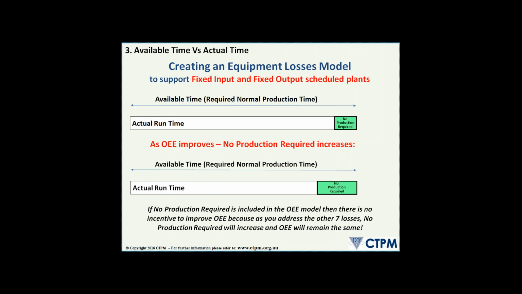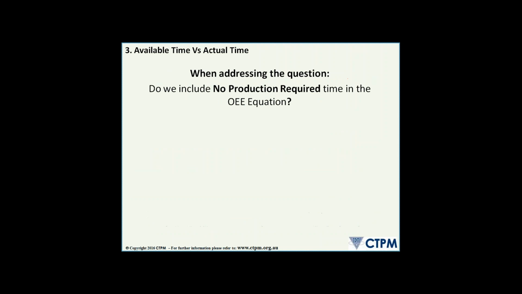So what does that mean? Well, if no production required is included in the OEE model, then there is no incentive to improve OEE, because as you address the other 7 losses, no production required will increase and OEE will remain the same. And that's why we believe it should be taken out of the OEE equation, because it comes back to, I guess, some of our learnings about improvement and behaviours.